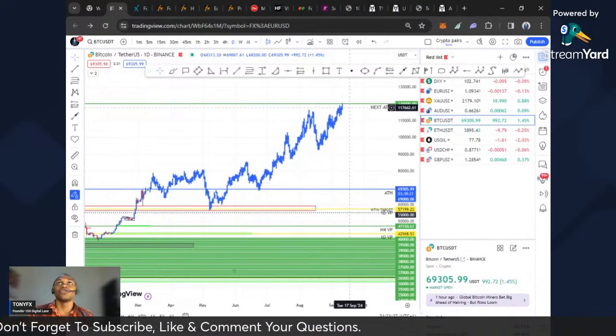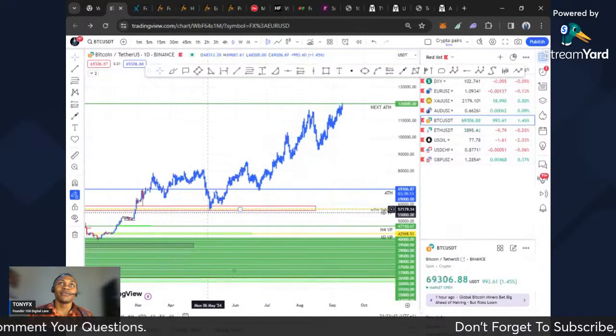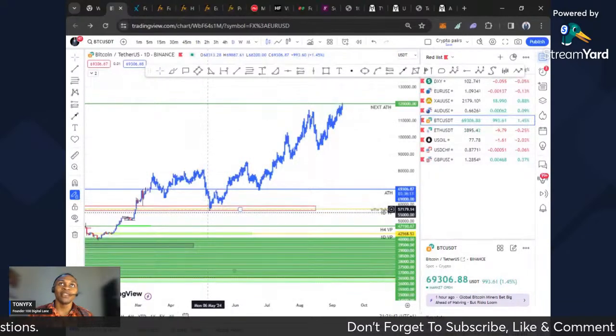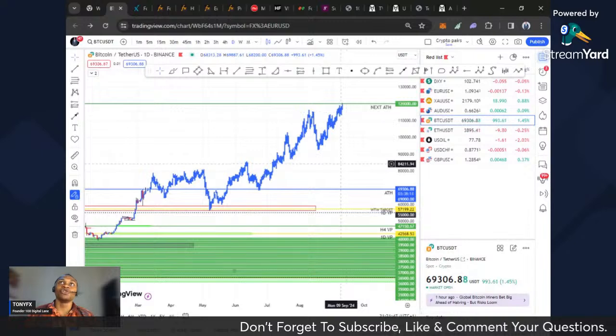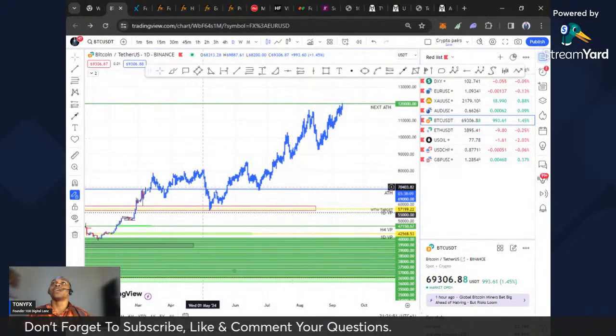So this is what I anticipate for Bitcoin. It's going back to $57,000 per coin, and then from there we'll be shooting up to the $120,000 per coin mark. Okay, so that's what I see for Bitcoin.